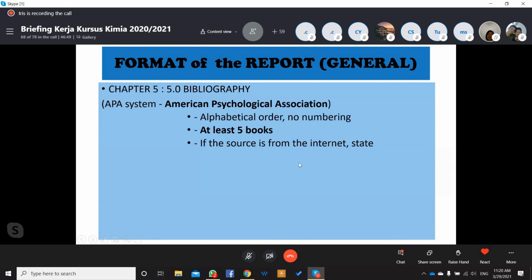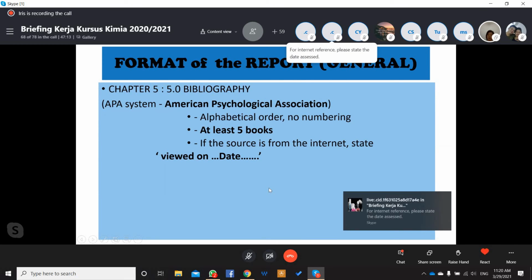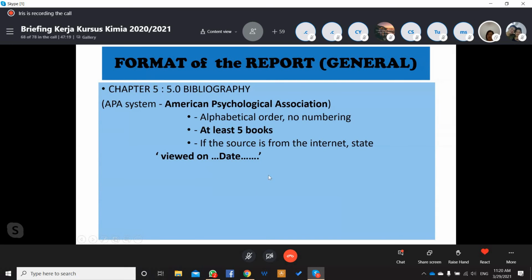Don't use only the net. So the books you can get from the public library, community library, which have many books, or even our school library, the overseas books. If the source is from the internet, you state when you browse it, viewed on what date? Let's say you browse today, so it's on the 29 March 2000. Because sometimes the source might be missing after a while.